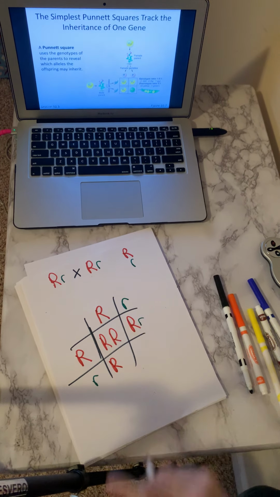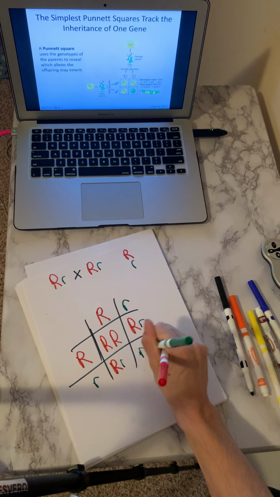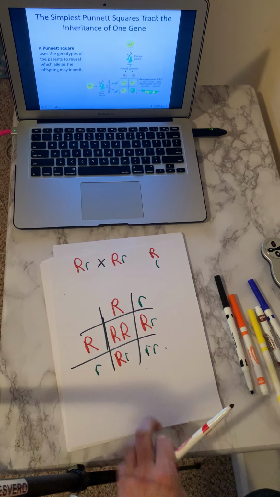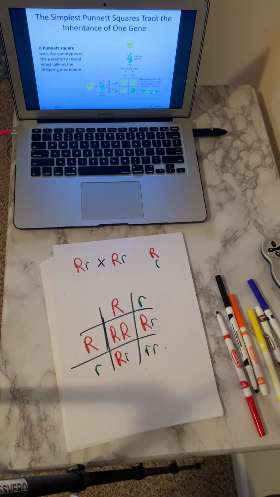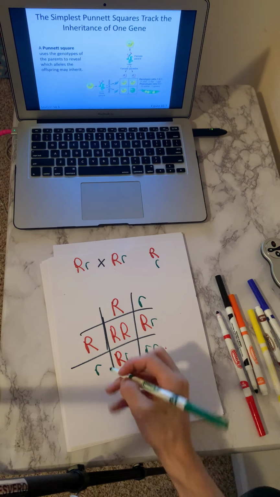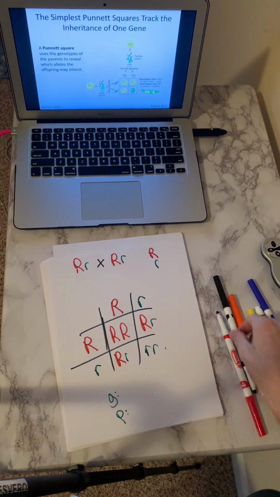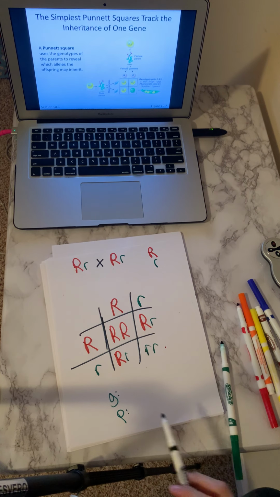Big R, little r. And little r, little r. Oh, that's a little different. So this is how you get a green bird. So in this case, let's go ahead and report our genotypic and phenotypic ratios. So let's figure out what these guys look like and what color they are and what their genes are.